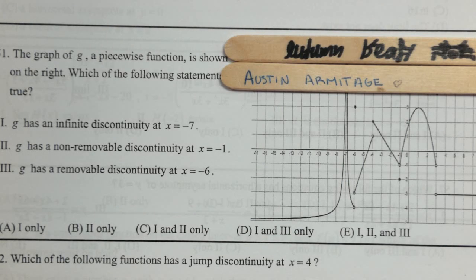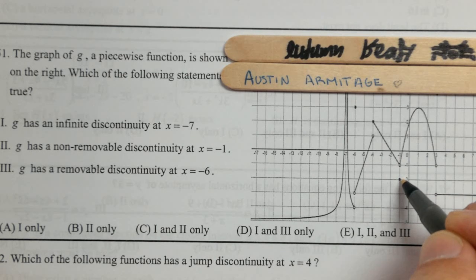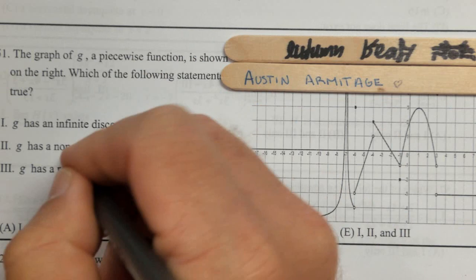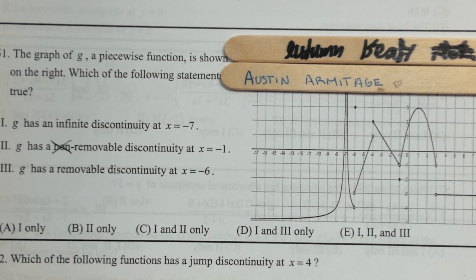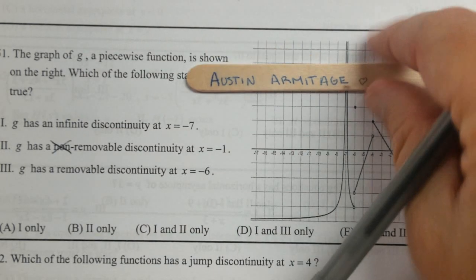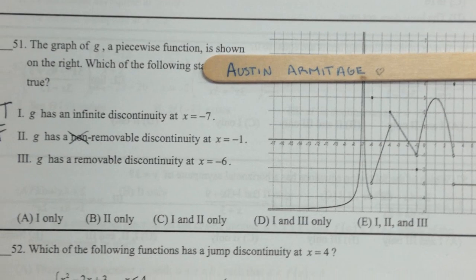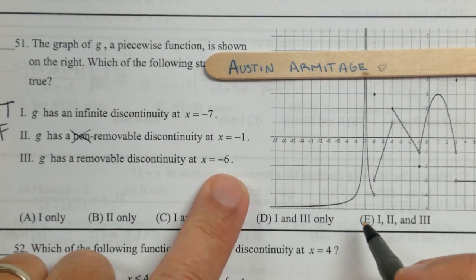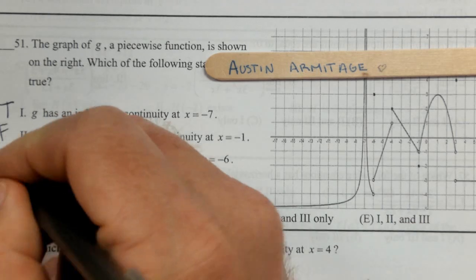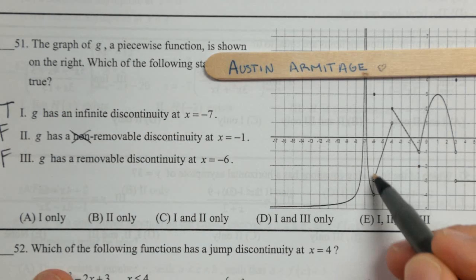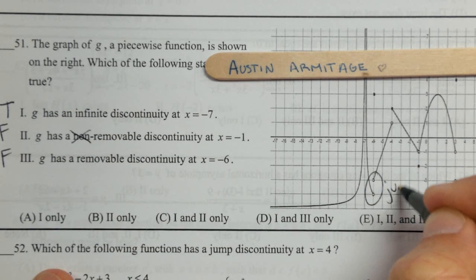Autumn, G has a non-removable discontinuity at x equals -1. That is false. You're right. Because that is a removable discontinuity, because all you'd have to do is fill the hole and you'd be good. So false. And then Austin's statement number 3, G has a removable discontinuity at x equals -6. False. That is false. Like, that's not fixable. That's a jump. You can't fix that.